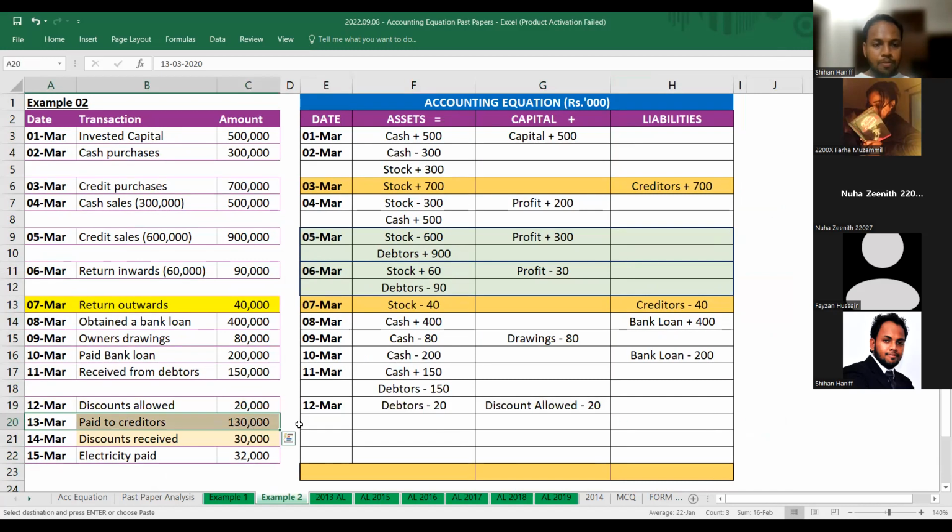13 March, payment to creditors. When we pay, cash reduce, and creditors also will reduce by 130.